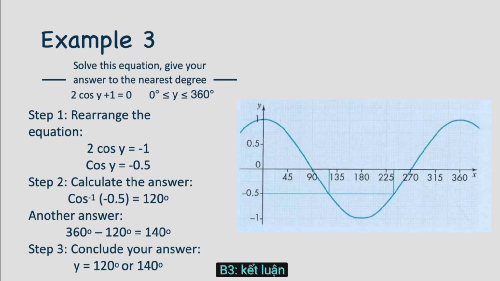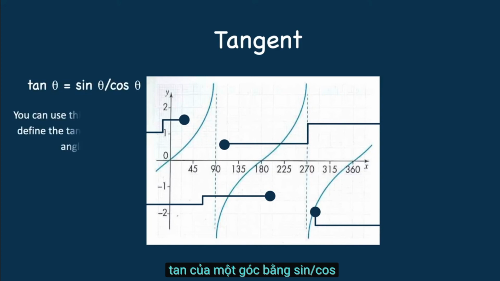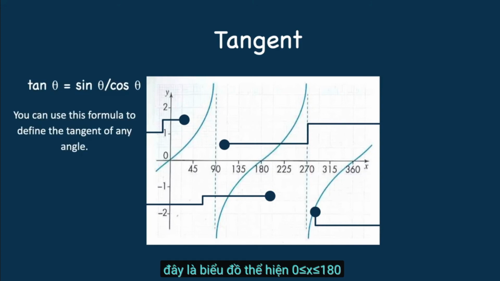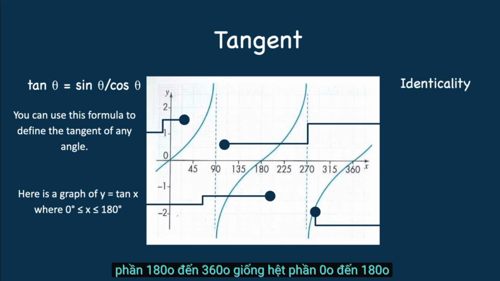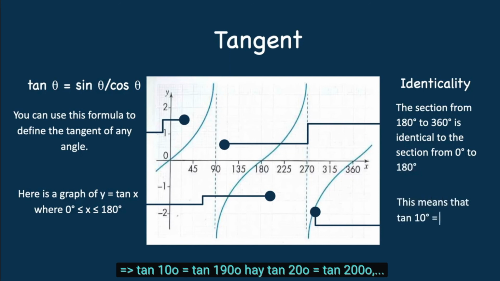Next, here's the formula to define the tangent of any angle. Tan theta equals sine theta over cos theta. Here's a graph of y equals tan x where 0 degrees is smaller than or equal to x smaller than or equal to 180 degrees. The section from 180 degrees to 360 degrees is identical to the section from 0 degrees to 180 degrees. This means that tan of 10 degrees equals tan of 190 degrees, and tan of 20 degrees equals tan of 200 degrees, and so on.